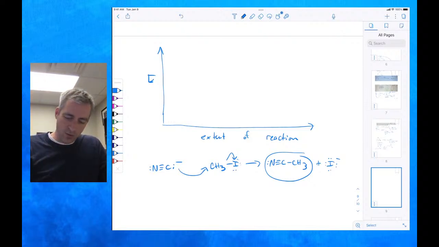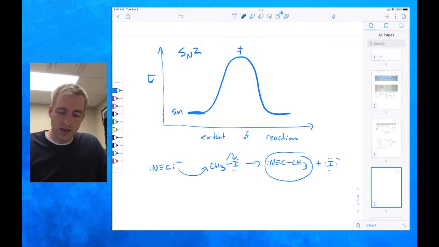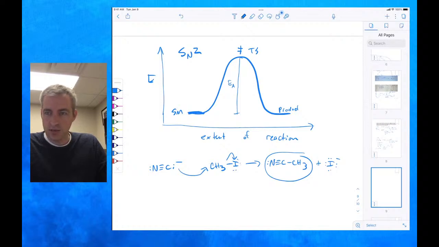So an SN2 will look like this. Your starting material is somewhere down here, and it'll look more or less like this. It'll have a single transition state. This will be your activation energy. Your products over here, and that's that. I do see a few questions up here in the chat, which I'll deal with in a sec.